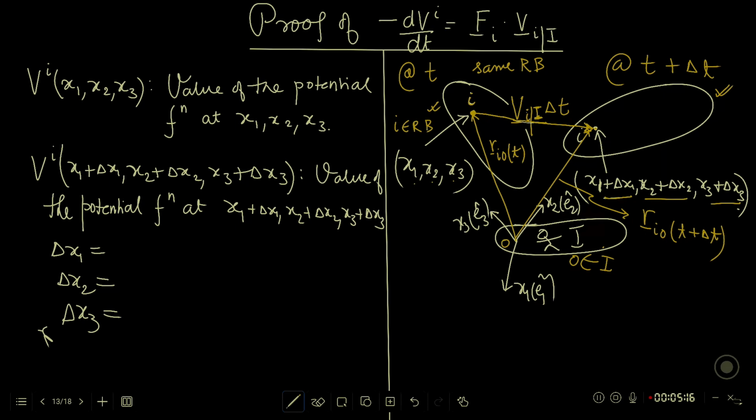If we track the position of I over this time interval delta t using position vectors, then I use RIO at time t and then RIO at t plus delta t. These are the position vectors of the same point on the RB measured from O. And during this time, this conservative force has acted on this particle.